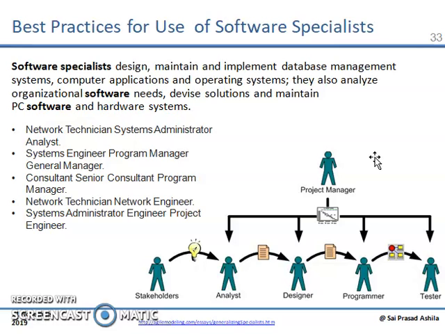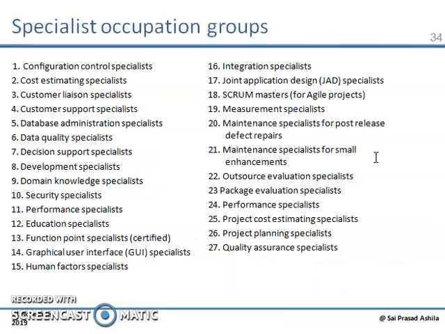Often the software applications need software specialists to be employed. The specialists are the design specialists. They maintain and implement the database systems, computer applications, operating systems, and different kinds of other applications. A few software specialists are the network technician, the engineer, program manager, the consultant, senior consultant, program manager, and network technician and network engineer. These are the list of the specialist groups.